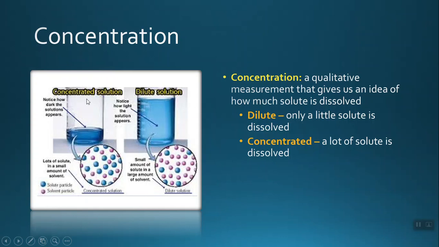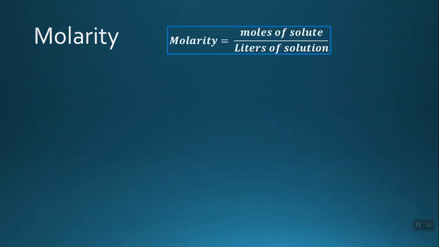If you look at the concentrated beaker, you see that there are more blue particles in there, so more solute particles than there is solvent. And then for a dilute solution, you see that there's less of the blue particles, less of the solute particles compared to the solvent particles. So dilute and concentrated is more of a qualitative measurement, whereas molarity is an actual quantitative measurement. So molarity is equal to moles divided by liters. Moles of solute divided by liters of solution.